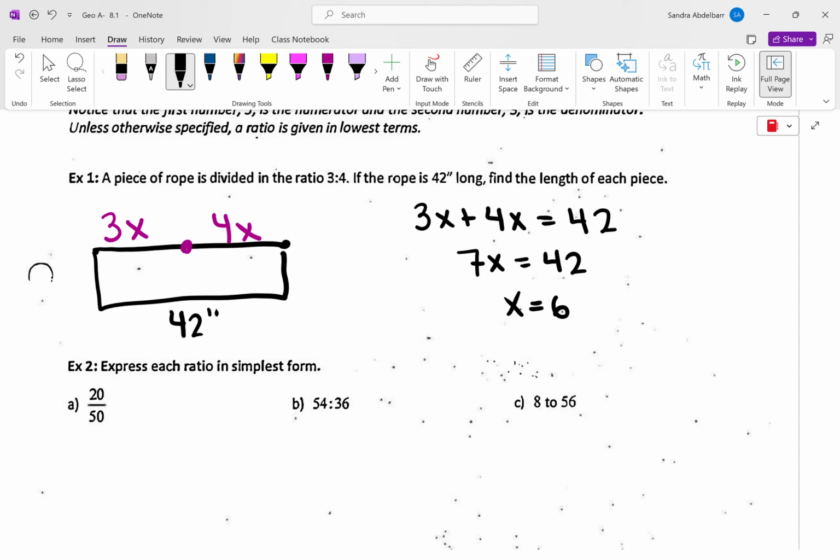So we want to find the length of each piece once we split it. So our 3x will be 18 inches, and our 4x will be 24 inches.